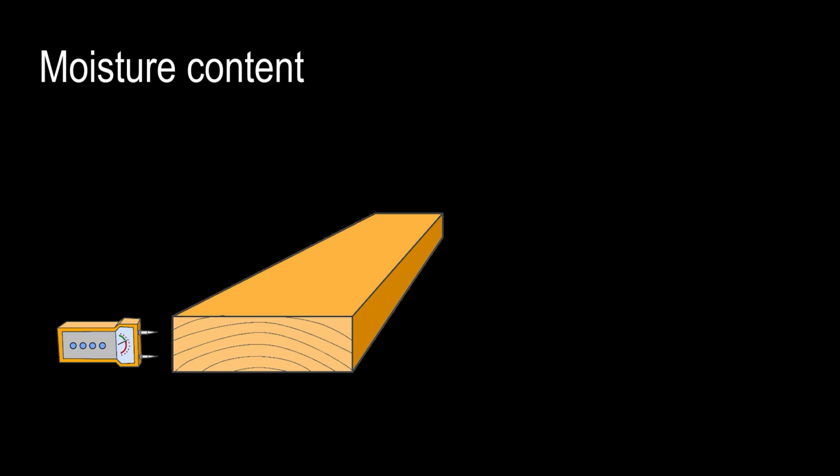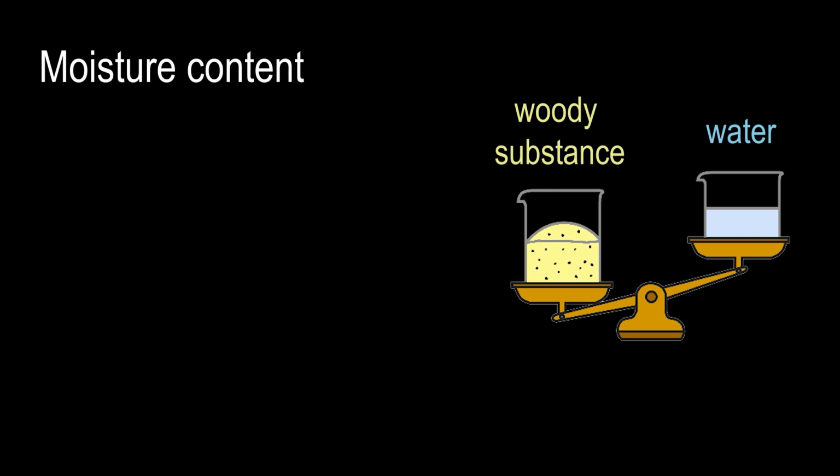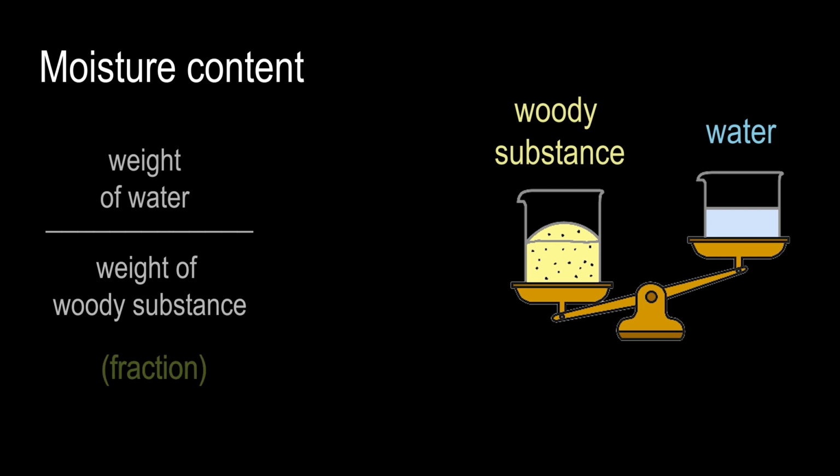The moisture content of wood is usually expressed as a percentage. This simply represents the weight of the water contained in the piece compared with the weight of the woody substance itself. To work out the percentage mathematically, you simply divide the weight of the water by the weight of the woody substance, and then multiply the answer by 100.